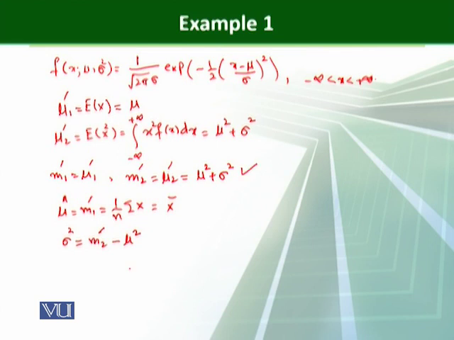So putting in their respective values, that is actually 1 over n sum of xi square minus X bar square, and this can be written as 1 over n sum of (xi minus X bar) whole square. So for this example, the moment estimators are the same as the MLE estimators. So the two moment estimators are this one, that is the first one, which is the mean, and that is the second one.